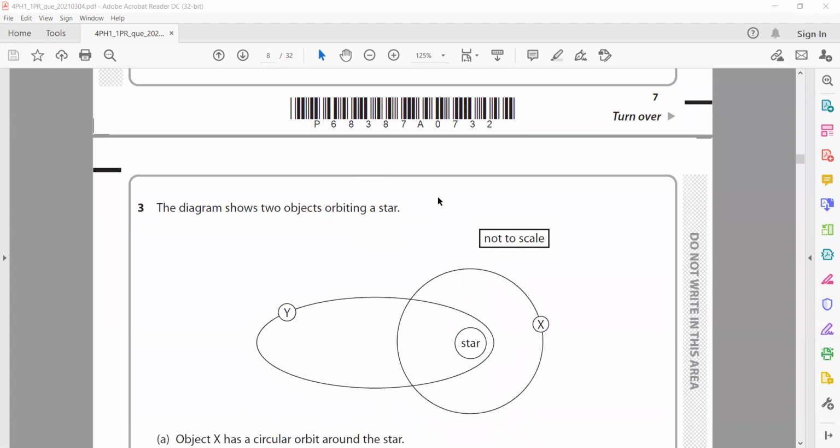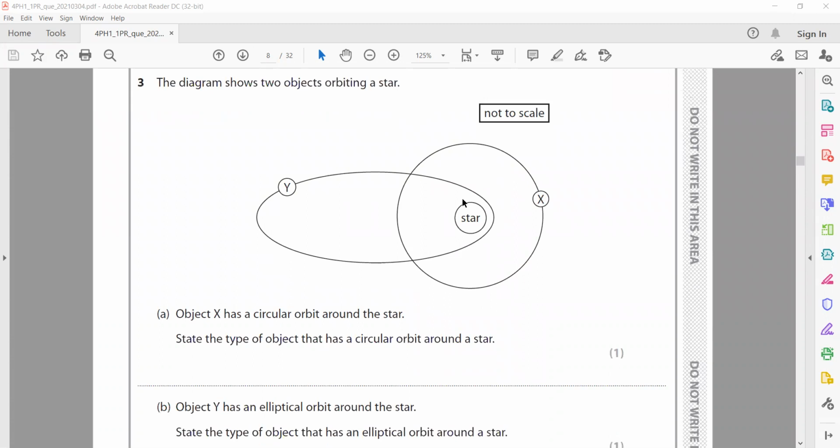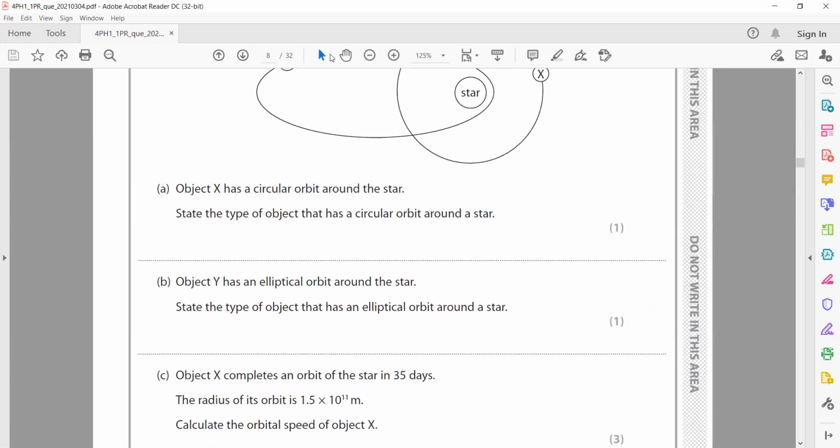The diagram shows two objects orbiting the star. As you can see, the object X has a circular orbit around the star. State the type of object that has a circular orbit around a star. So these are planets. And the elliptical one, why is it elliptical? So it can be a comet.